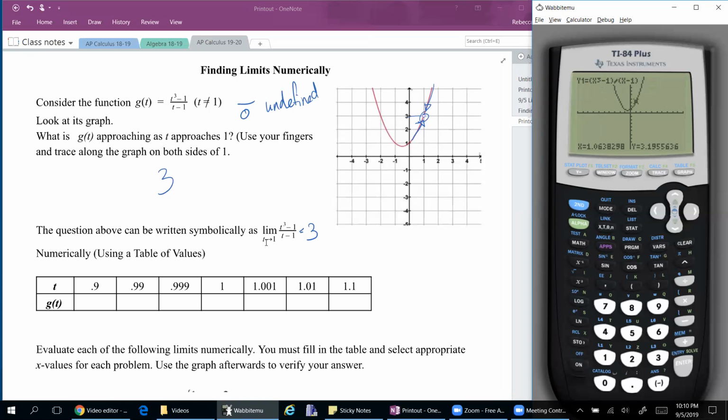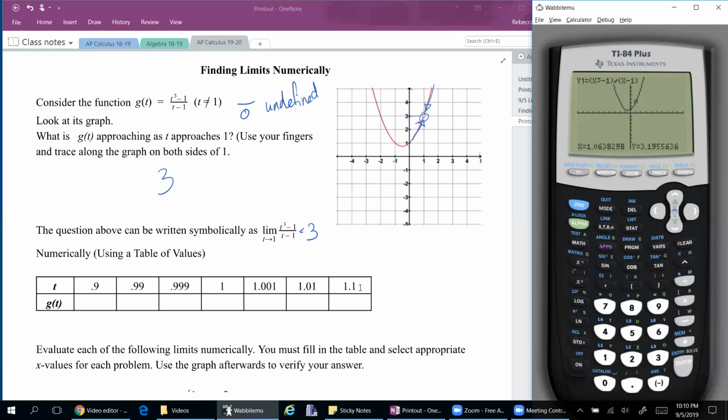So a number close to 1 but less than 1 is 0.9. And even closer than that is 0.99. And even closer than that is 0.999. We could keep adding 9s until we got closer and closer to 1. Now on the other side, approaching from the right, bigger than 1, we can add 0.001 to our value here. So 1 plus 0.001 is 1.001. And a little bit farther, but still close, 1.01 and 1.1.